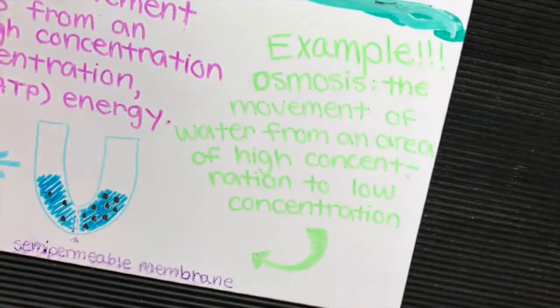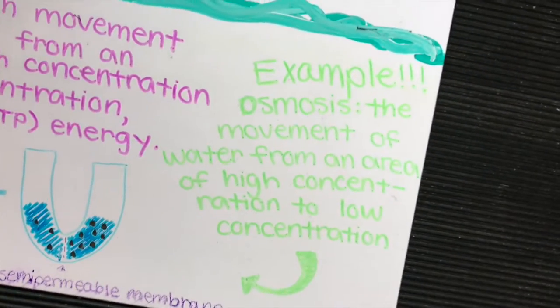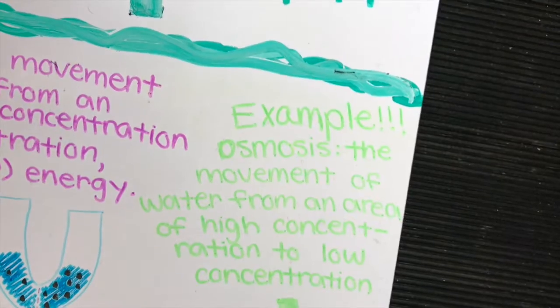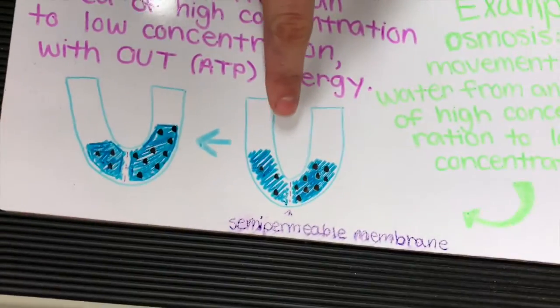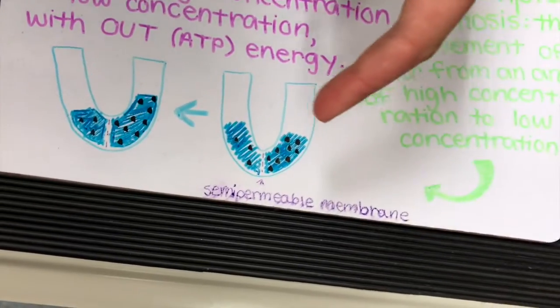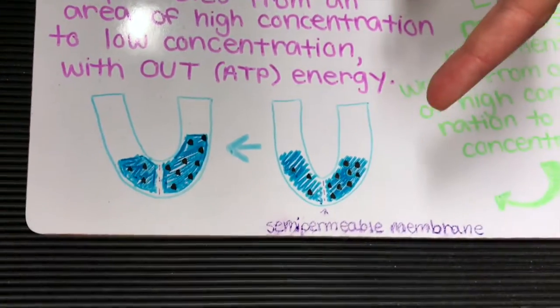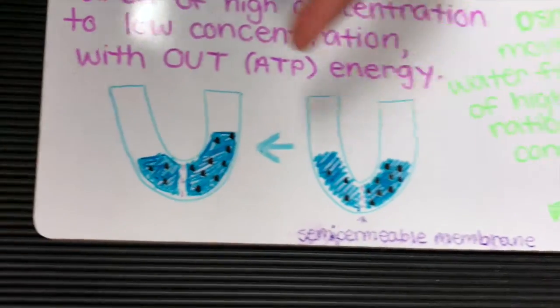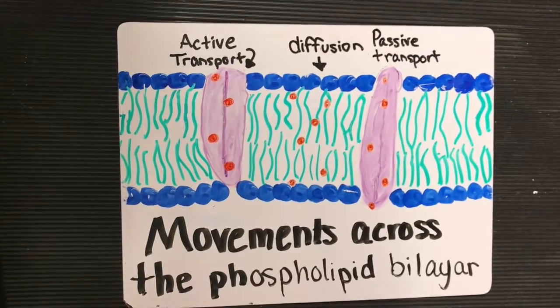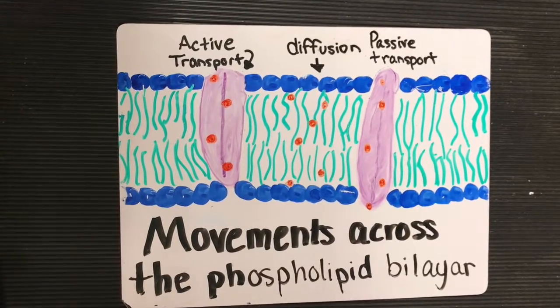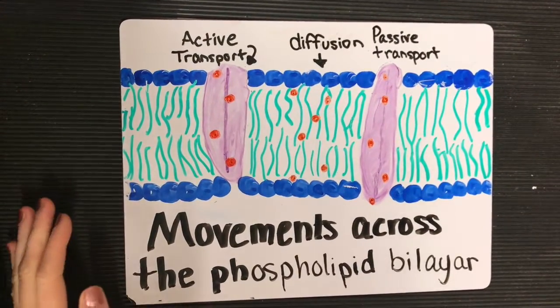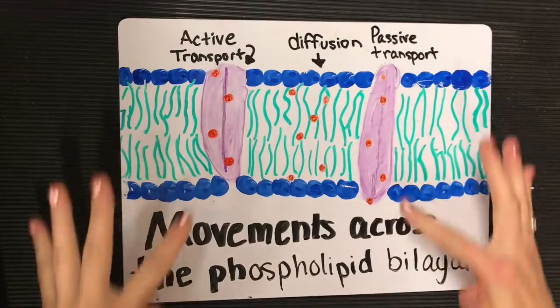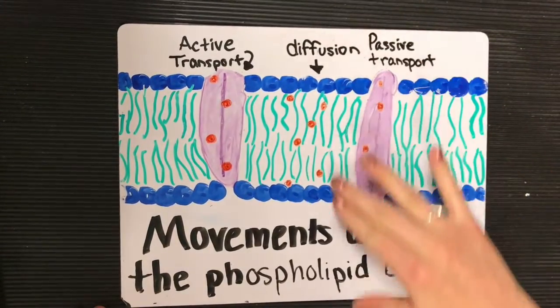An example is osmosis, the movement of water from an area of high concentration to low concentration. Here's an amazing drawing of water passing through a semi-permeable membrane, much like the cell membrane, from an area of high concentration to an area of low concentration. Here's an image of the movements across the phospholipid bilayer. Active transport and passive transport pass through the proteins. Diffusion passes through the bilayer.